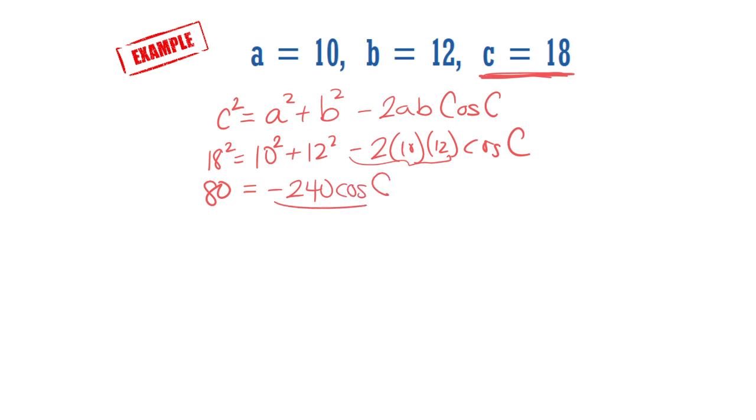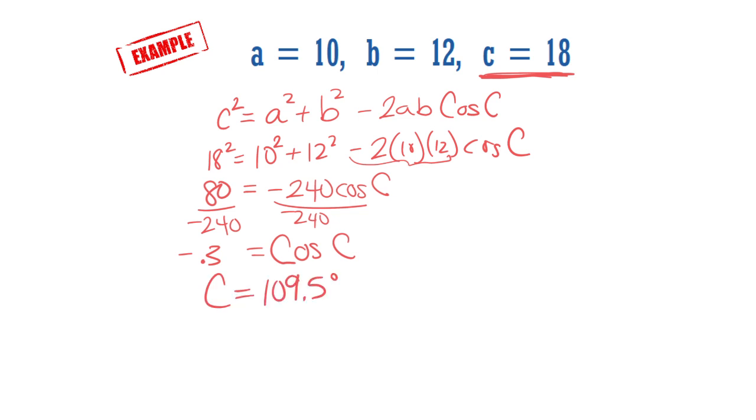So let's divide by the negative 240. And I get a negative 0.3 repeating. It was a negative 1/3. But now I'm going to do second cosine on that answer. And I end up with angle C being 109.5. It was obtuse. So it's a good thing I went through that process to find angle C this way.